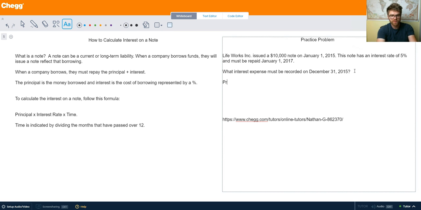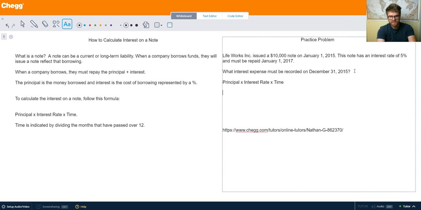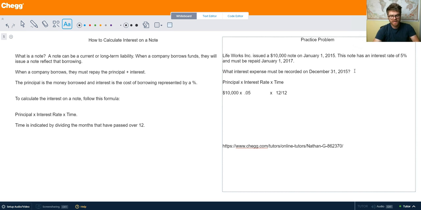You take your principal times your interest rate times the time that's passed. So 10 grand times 0.05 for your interest. How much time has passed? Well, 12 months, and you divide it by 12. So essentially, it's just 10,000 times 5%. And you get $500. So that's your interest expense.